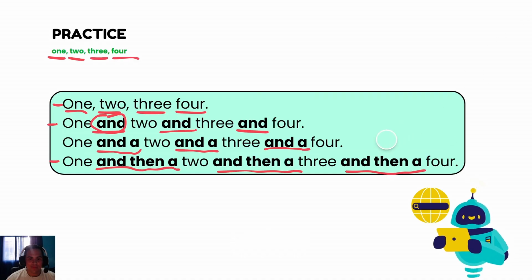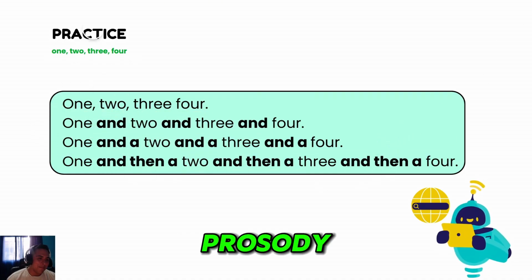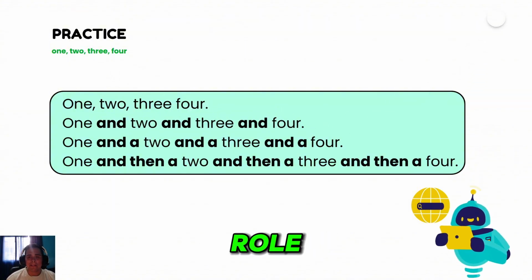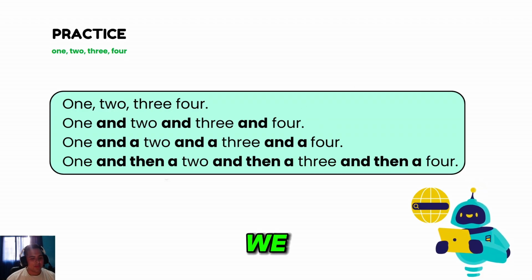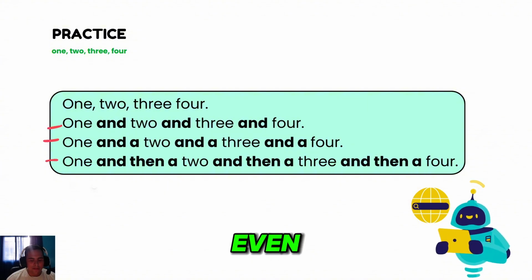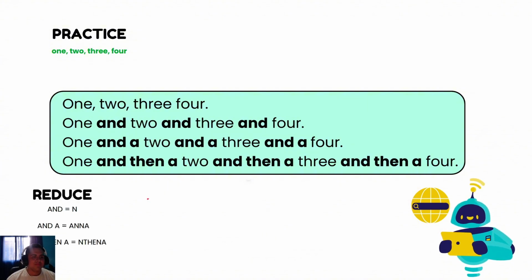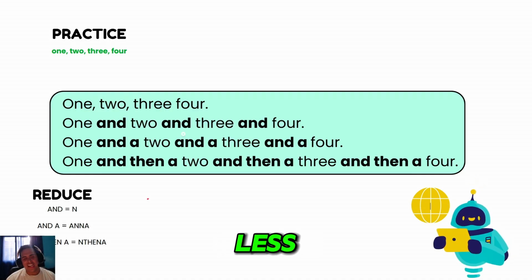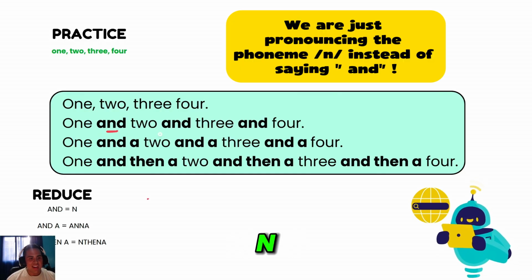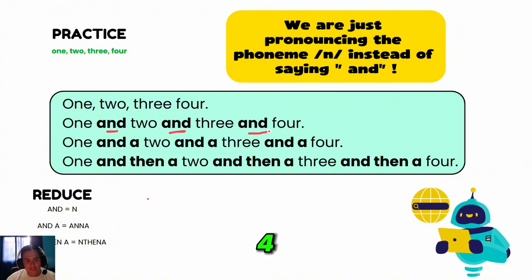Wow. So prosody here plays a crucial role. So we are going to learn how to use prosody to say this even faster. So we need to reduce the less important words. 1, 2, 3, 4. How do we reduce the "and" or "end"? We say 1 and a 2 and a 3 and 4.